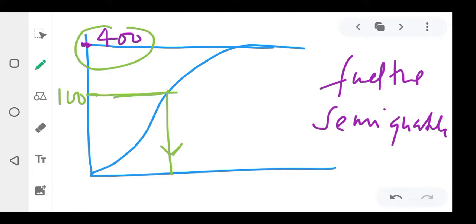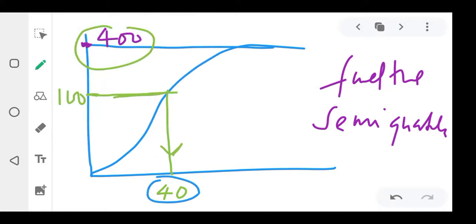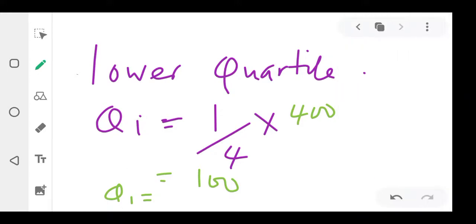If the answer here is 40, then I put in 40. So the one that I'm going to use is which one? It is 40, not the 100. So the first quartile, which I'll use here, is 40. That's how you pick them. That is the lower quartile. The lower quartile is 1/4.